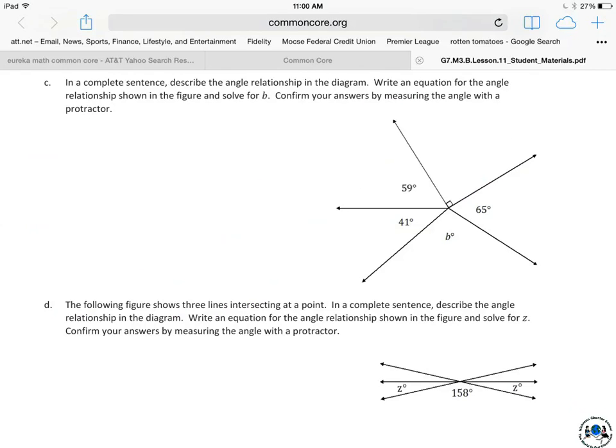Here we go again. In a complete sentence, describe the angle relationship in the diagram. Write an equation for the angle relationship shown in the figure and solve for B. So I'm solving for B right there. Look at all the relationships that will help you out. Think vertical, think adjacent, think on a line, think on a point. Go ahead and do C. I'll do them each one at a time. So do C and then come on back.